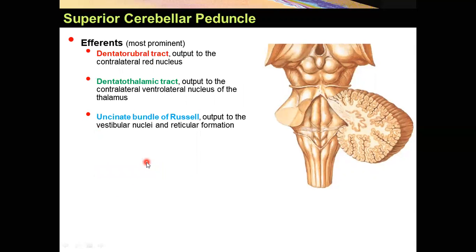Now, the efferents that are found inside the superior cerebellar peduncle include the dentatorubral tract, output to the contralateral red nucleus, the dentatothalamic tract, output to the contralateral ventrolateral nucleus of the thalamus, and the uncinate bundle of Russell, output to the vestibular nuclei and reticular formation.